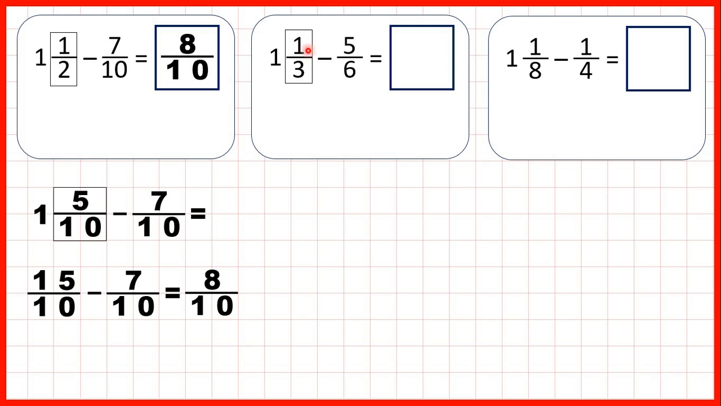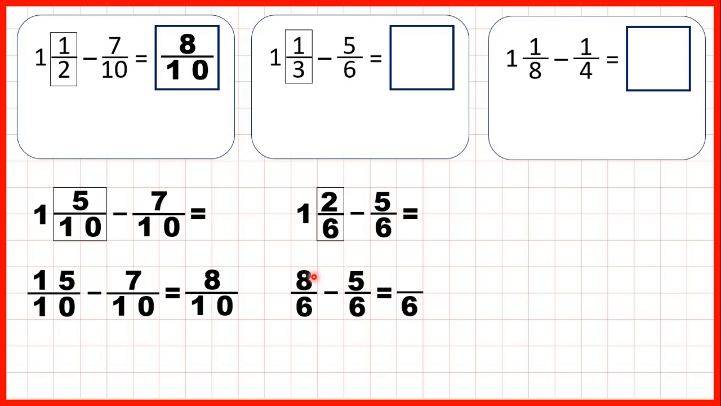So instead of 1 1/3, we can write 1 2/6. That's equivalent because 3 times 2 is 6, and 1 times 2 is 2. But we need to subtract 5/6, and we only have 2/6 in our mixed number, so we need to change it to an improper fraction. 1 times 6 is 6, plus 2 is 8, so that's 8/6. So now we can subtract 5/6. The denominator stays the same, 8 minus 5 is 3, so our answer is 3/6.